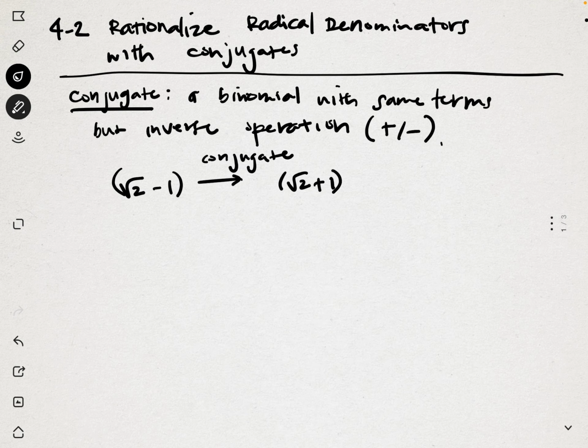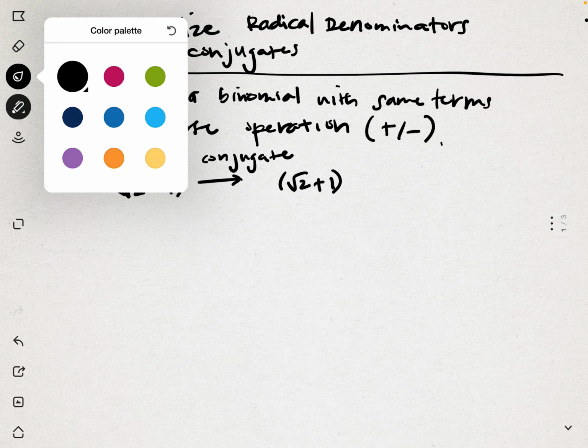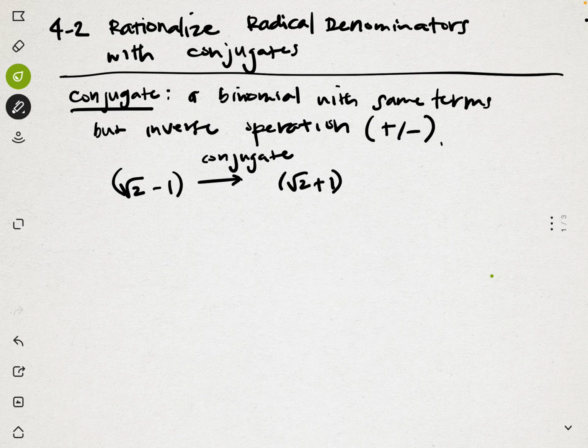Today we're looking at rationalizing radical denominators with conjugates. So before we begin, we have to understand what a conjugate is. And the word sounds very complicated, but it's not that bad in practice.